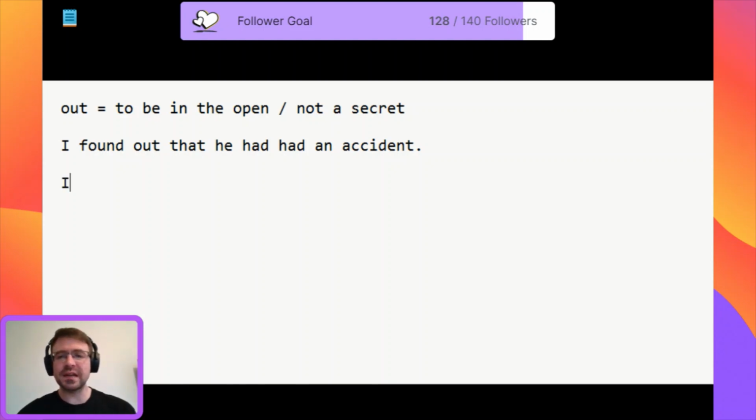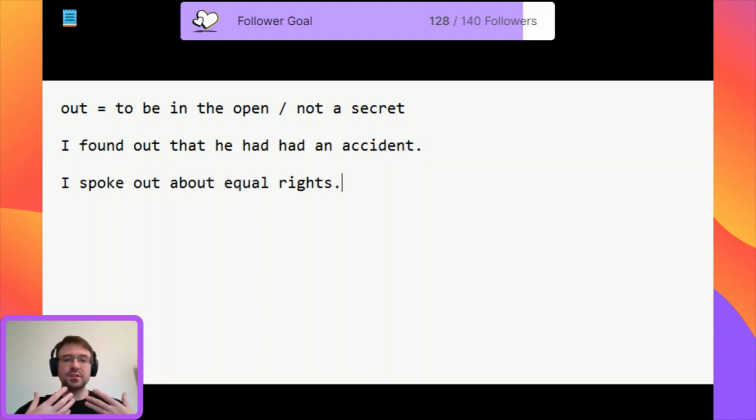We can also say, for example, I spoke out about equal rights. So if you speak out, you say what you think. So now it's not a secret for other people. Now they know how you feel about this. So out pretty much always has this idea of being in the open. It's not a secret anymore for people.